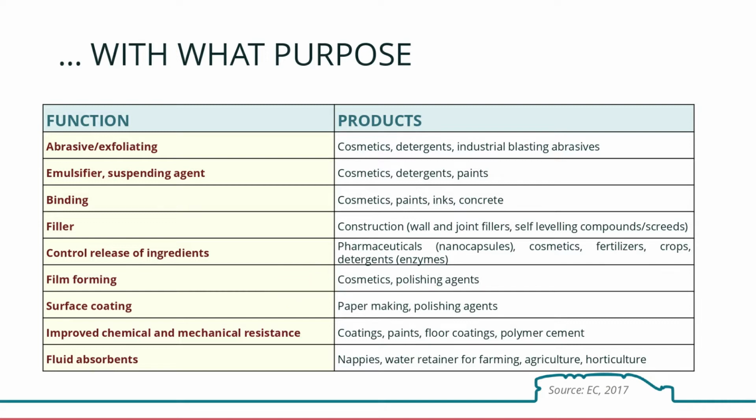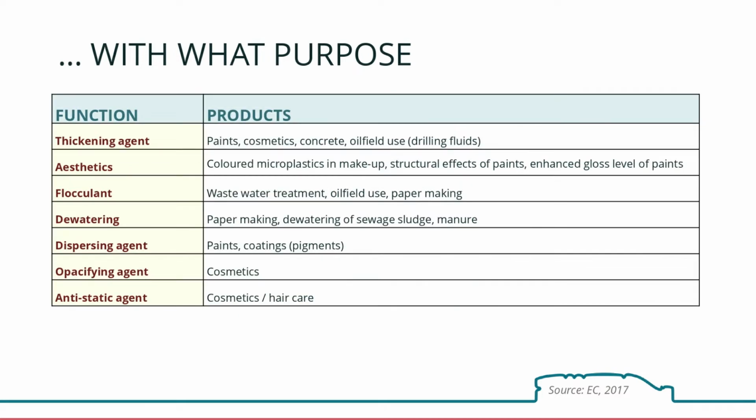Then, microplastics can improve the chemical and mechanical resistance of a product. They can act as an absorbent of liquids, such as in various hygiene products we use in everyday life. They can act as a thickener, mainly in paints and cosmetics. They also have an aesthetic purpose of improving products' visual properties. They can also work as a flocculant, for example, in wastewater treatment.